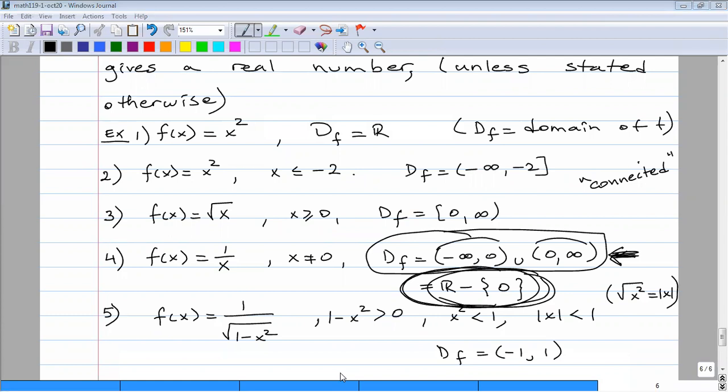Domain means tanım kümesi. Alt küme is a subset.